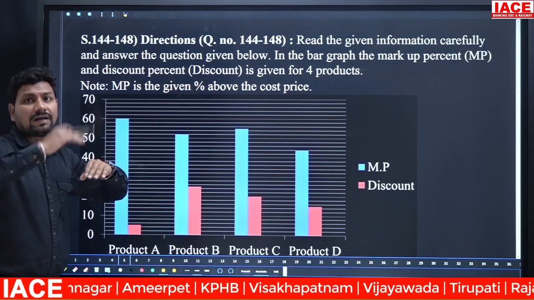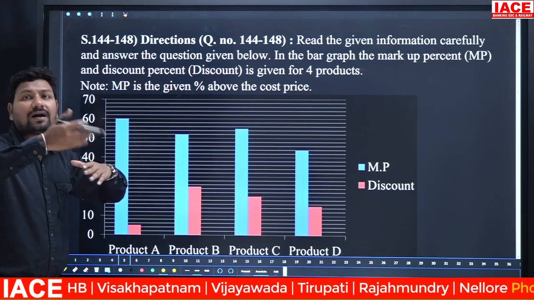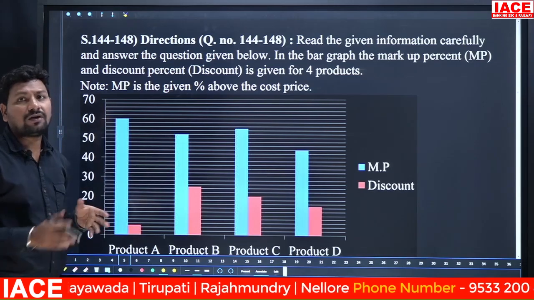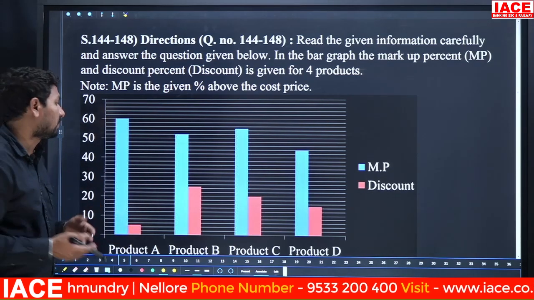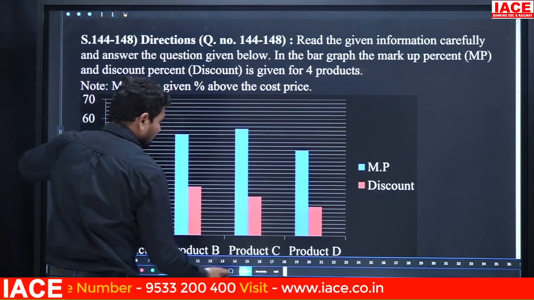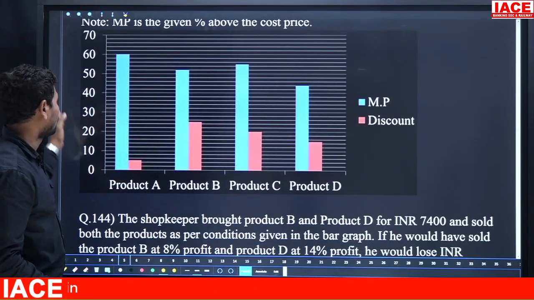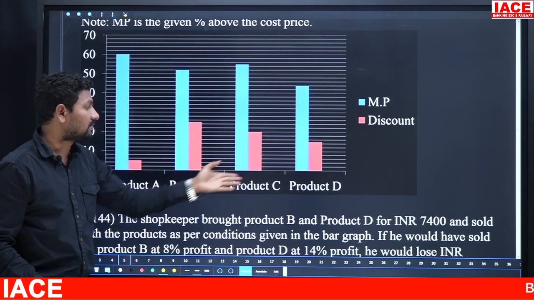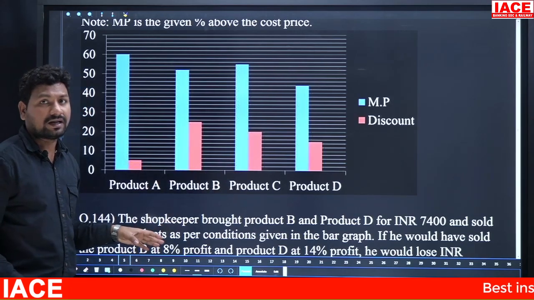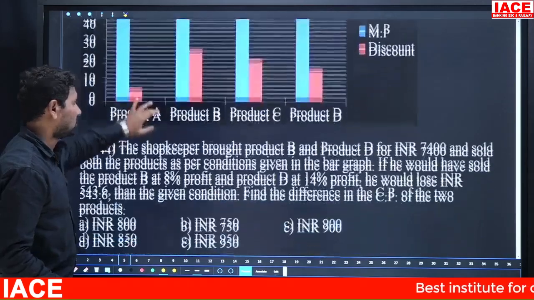MP will be an increment in market price, a percentage increment on cost price. Discount will always be allowed on market price. That is a well known thing for us. Then first of all, we have to write the table for these diagrams. These are simple values: product A, product B, product C, product D. For this, we have to make a table. After that, we'll go for the questions.